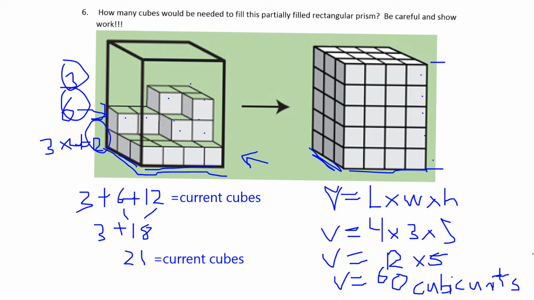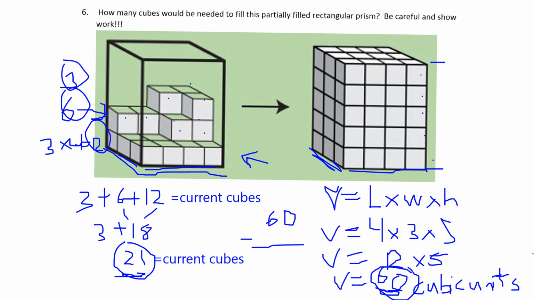Now, we're not done with the problem. Just so you know, on the STAR test, I can almost guarantee that one of the answer choices will be 60 cubic units, which we found out earlier, and one of the answer choices will be 21. What they want to see is, are you paying attention? Do you know what you're actually looking for? The answer is you're looking for the difference between the 60 units that we circled over here and the 21 units here. So in order to find out how many more cubes I have to add, I have to take 60 and subtract 21.